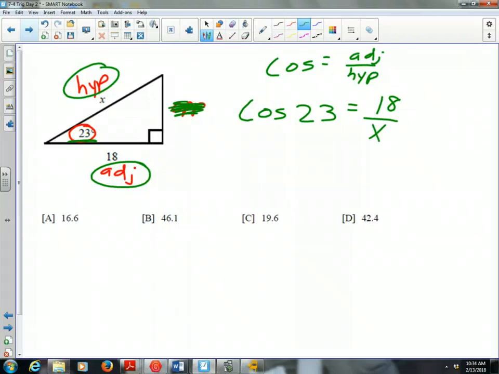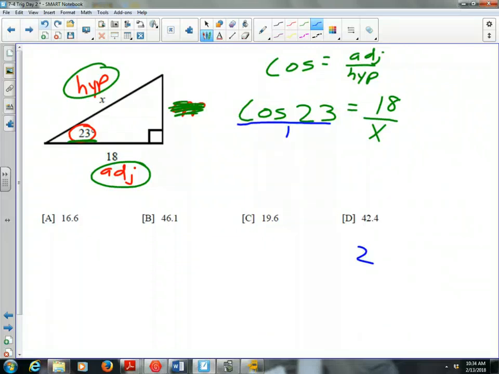So now here's where this one is a little bit different than my last one. When I put this over 1 and I cross multiply, notice how I get the cosine of 23 times x. I'm going to make this a lot simpler for you. Just pay very close attention to what I'm going to do here.